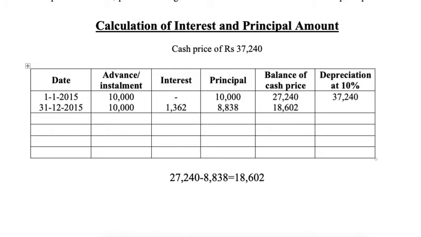Fine. Now here we are going to charge 10% depreciation on the value of the asset, right? This will be the first depreciation here. If we calculate 37,240 into 10%, it will be 3,724. So this is the first depreciation value, the first amount at the end of the first year, right?